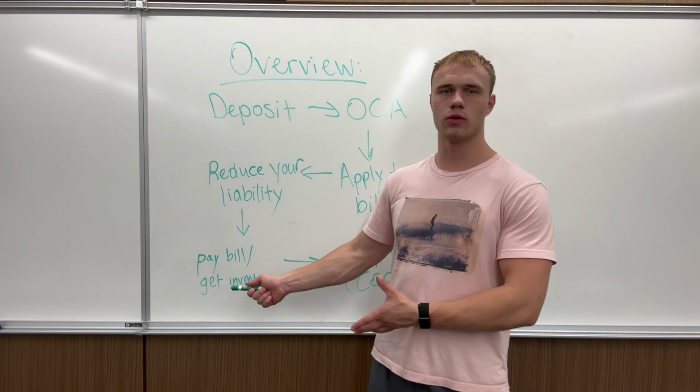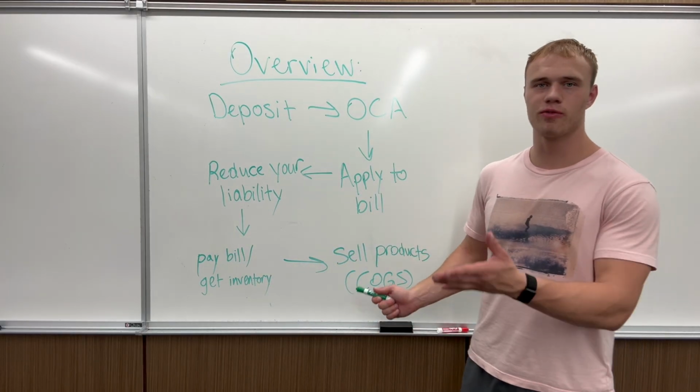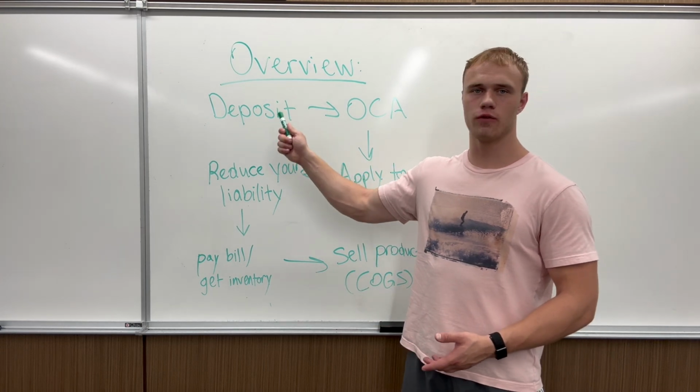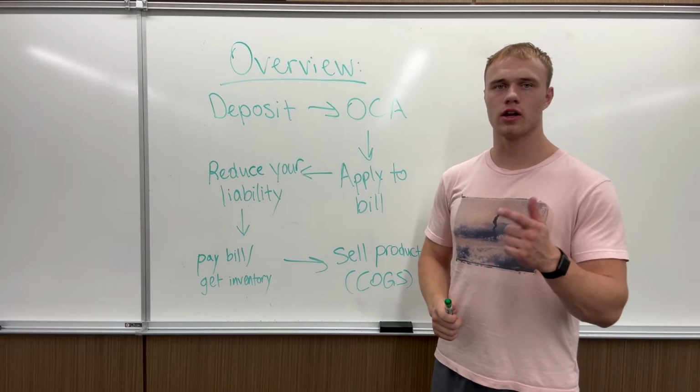So next up, obviously, once you pay your bills and you get your inventory, the plan is to sell those products, hopefully, and then you're going to expense the cost of that inventory, including that initial vendor deposit, in your cost of goods sold. So let's hop into QuickBooks Online and I'll break it down right now.